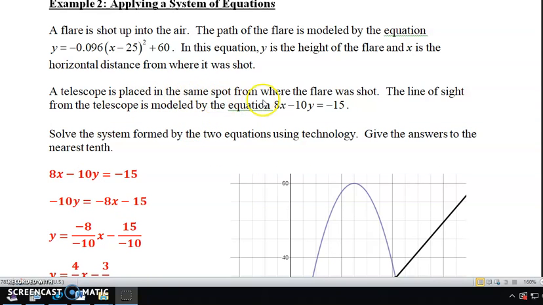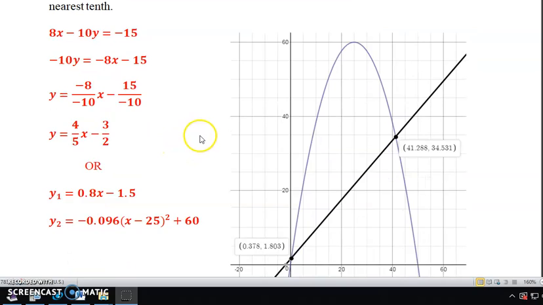The telescope is placed in the same spot from where the flare was shot. The line of sight from the telescope is modeled by the equation 8x minus 10y equals negative 15. So we know this is a linear equation. It's not in y equals mx plus b form, so you'll notice I've changed it into y equals mx plus b form. I've subtracted the 8x from both sides and divided by negative 10 on both sides. It's all negative, so everything ends up being positive here.